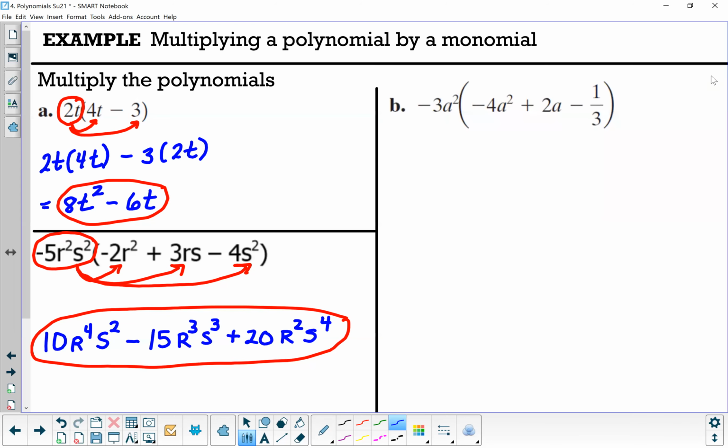So let's try another one here. We have negative 3a squared, parentheses, negative 4a squared plus 2a minus 1/3, close parentheses. So again, you see we're distributing the negative 3a squared across addition and subtraction. So go ahead and pause the video, try that on your own, then we'll do it together. Please don't be afraid of the fraction. Just write your work out, show your work, you can do this.